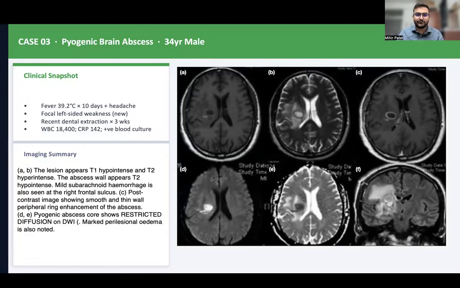Imaging summary. The lesion was T1 hypointense and T2 hyperintense. The abscess wall appeared T2 hypointense. Mild subarachnoid hemorrhage is also seen at the right frontal sulcus. Post contrast imaging showed thin, smooth walled peripheral ring enhancement at the abscess. The pyogenic abscess core shows restricted diffusion on DWI, and marked perilesional edema was also noted.